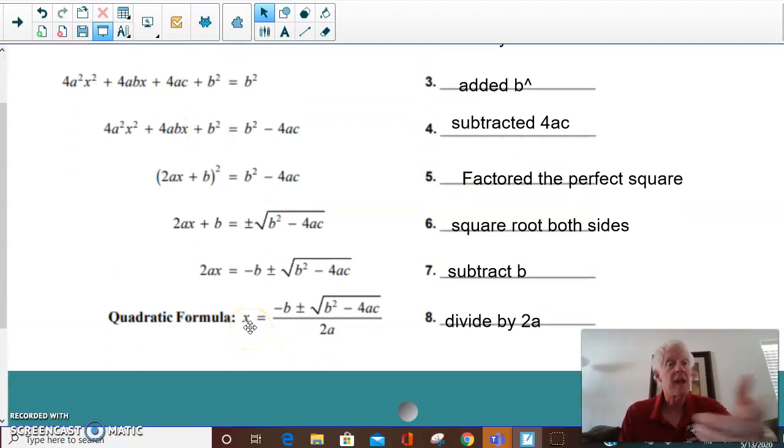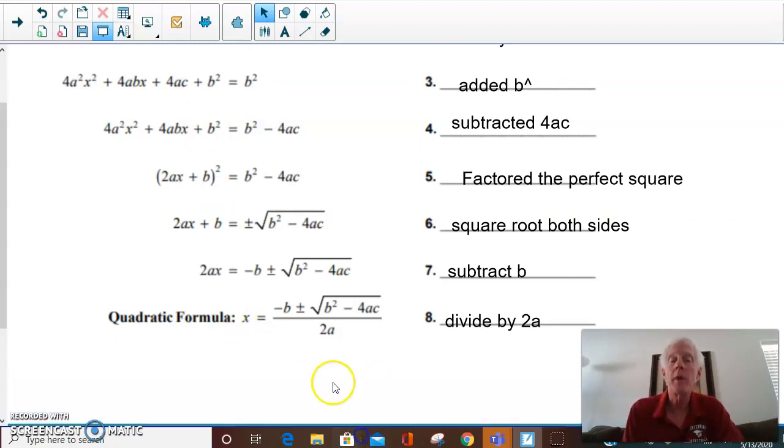So now, if you can't factor it, if you can't find square roots, we can have a formula to get the x by itself. It looks complicated, and it can be, but it will work for any quadratic equation. All right, so that's what we're doing this week.